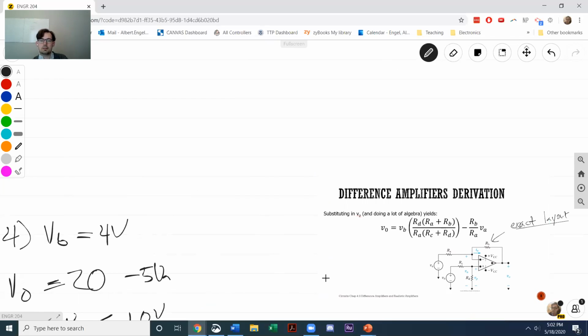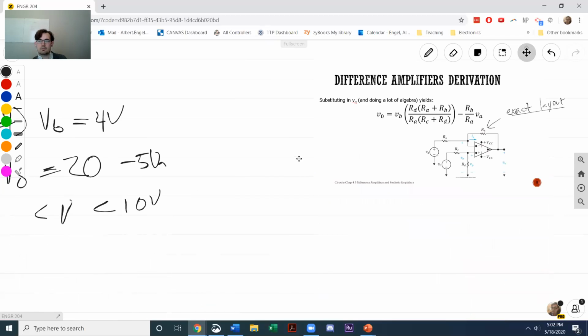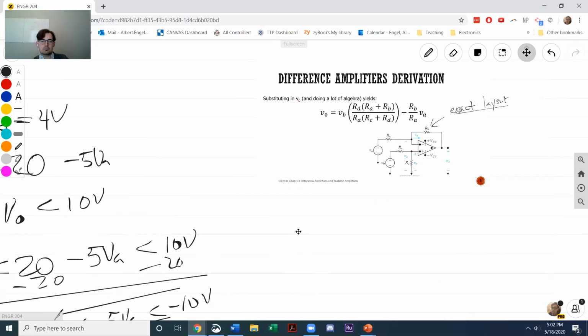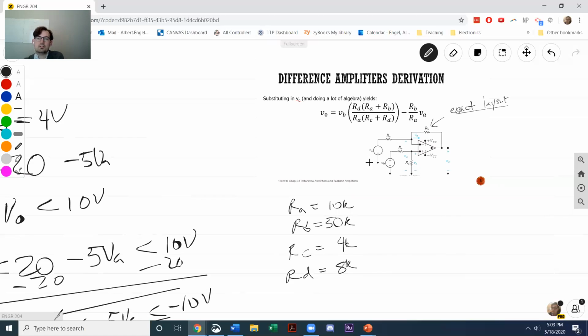Let's clean that up a little bit. We'll move this down. And then we're going to apply our values. So RA, 10, RB, 50, RC, 4, and RD, 8. These are all going to be in terms of kilo ohms.